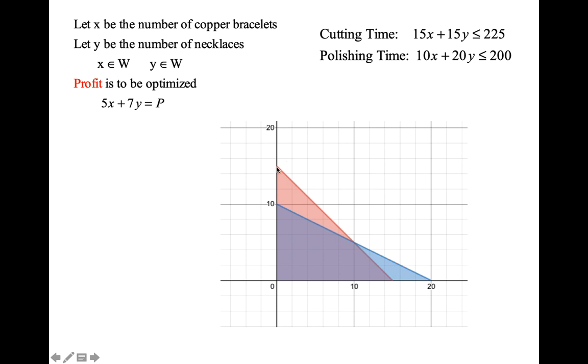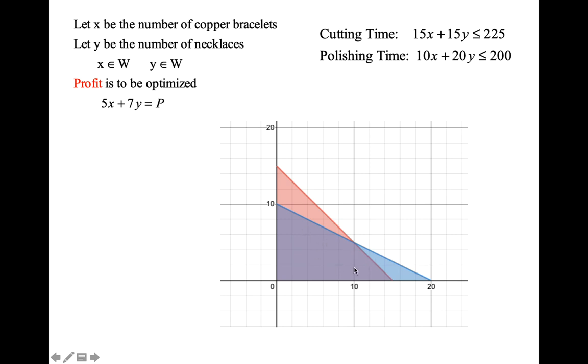One that has intercepts at 15 and 15, the red one, and I'm showing underneath it. And then one that has an intercept for the y-intercept at 10 and one at 20. And again, I'm going to be doing underneath. So what I've created is the feasible region of this particular function. This is where my answers will be.